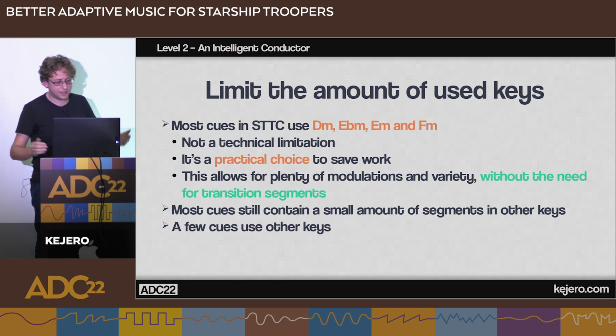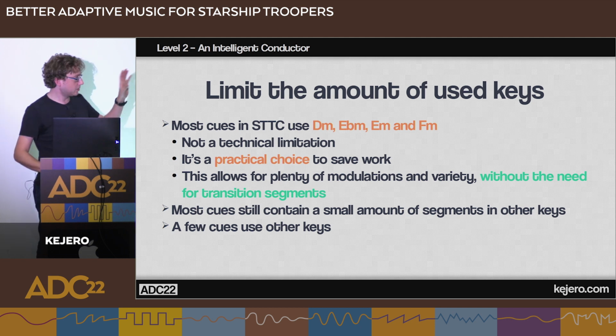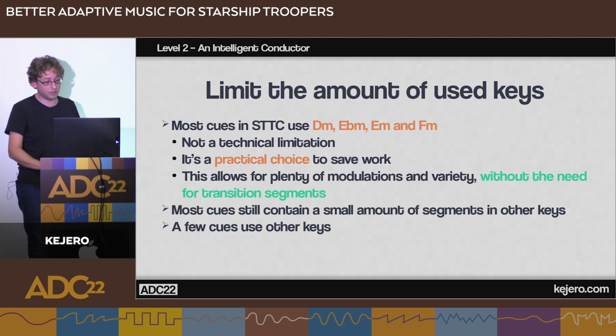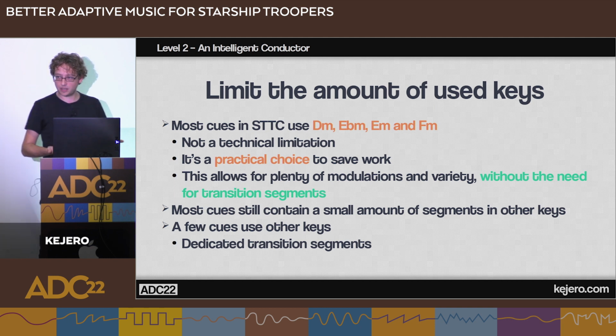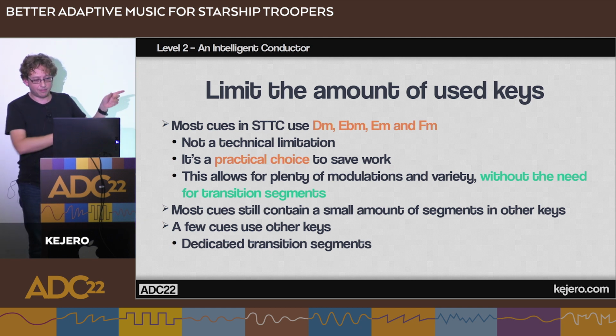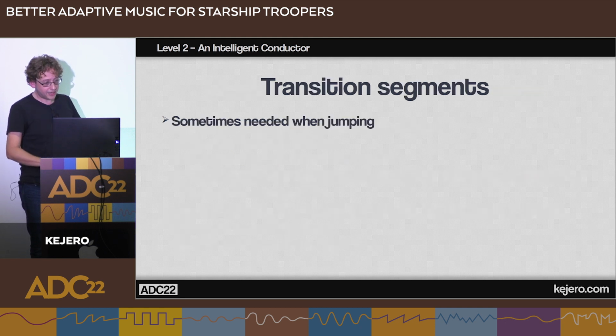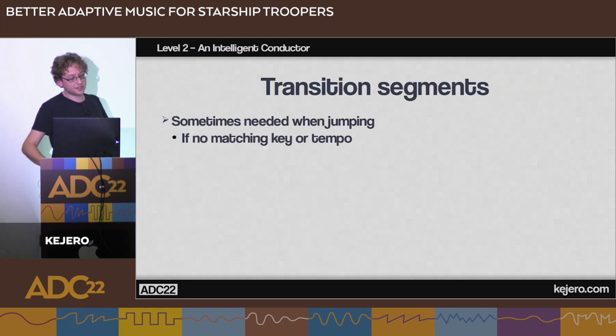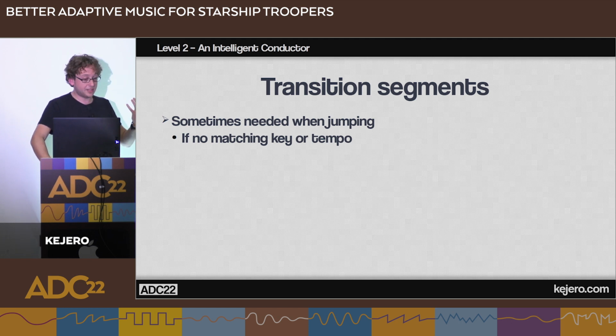And I lied, not all the cues are just in those keys. There are actually some cues that are in completely different keys. And for those, I just write a dedicated transition segment. That's just a segment where I write the music so it modulates from one of the standard keys to whichever key I need, or the other way around. So yeah, sometimes you will still need some transition segments for those exceptions.